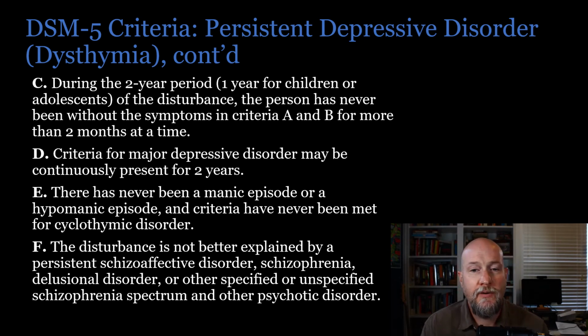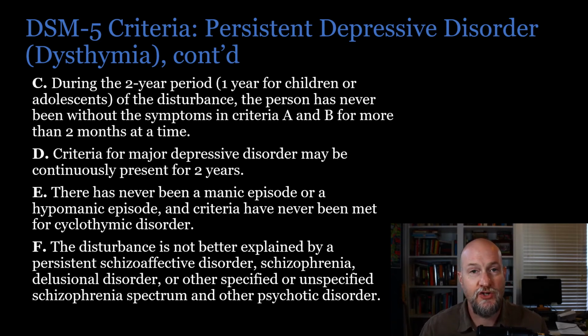During the 2-year period, one for children or adolescents, the person has never been without the symptoms in criteria A and B for more than 2 months at a time. That's that idea that it must be persistent. It must have very brief, if any, periods of being absent. Criteria for major depressive disorder may be continuously present for 2 years as well. There's never been a manic episode or hypomanic episodes.